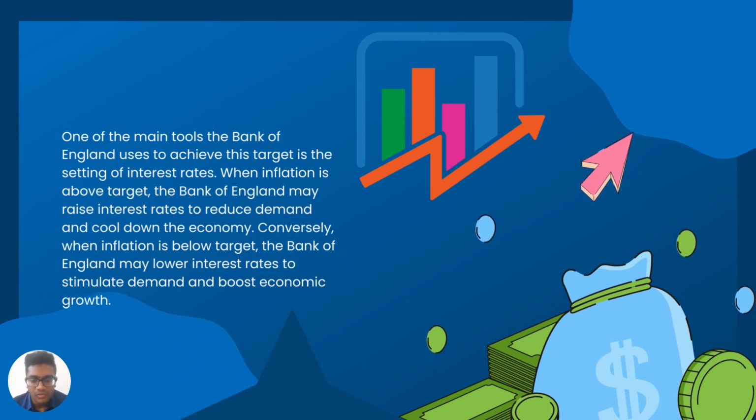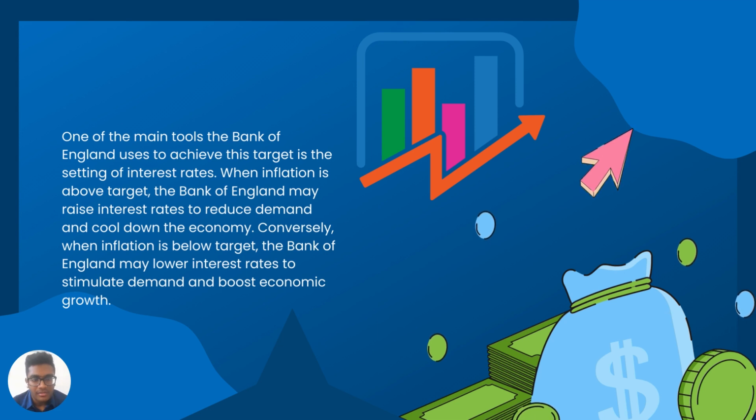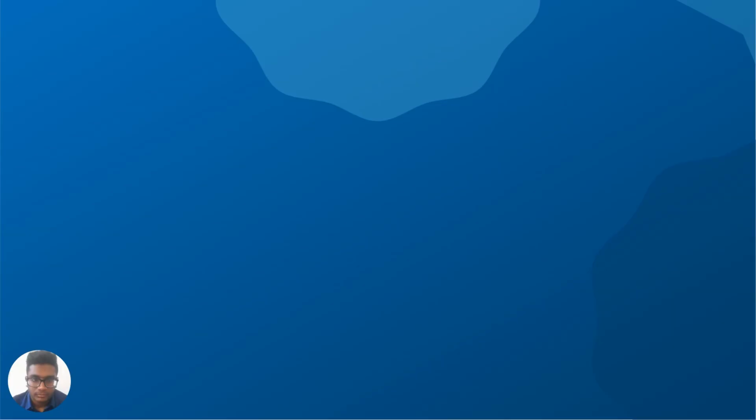Some of the tools that the Bank of England uses while setting interest rates: when inflation is above the target, they may raise the interest rate to reduce demand and cool down the economy, and vice versa. Conversely, when inflation is below the target, the Bank of England may lower the interest rate to stimulate demand. So this is one of the regulatory mechanisms that is used by the Bank of England.